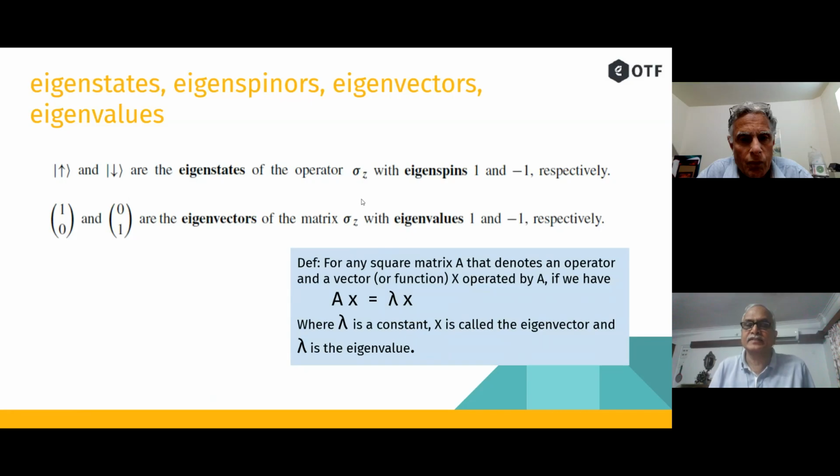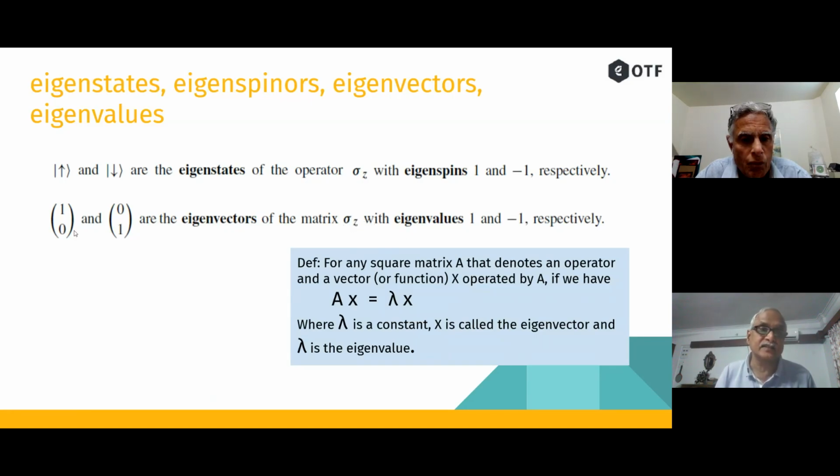And what about sigma z? Sigma z will have its own eigenspins. We call these eigenspins 1 and -1. Or, in a different terminology, instead of eigenstates and eigenspins, we can also call them eigenvectors and eigenvalues. So I can now say that 1 0 and 0 1, corresponding to the spin up and spin down, are the eigenvectors for the matrix sigma z.